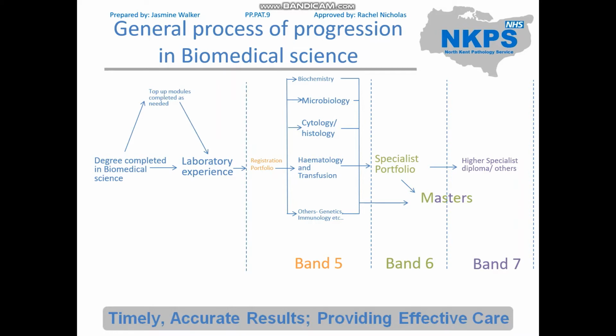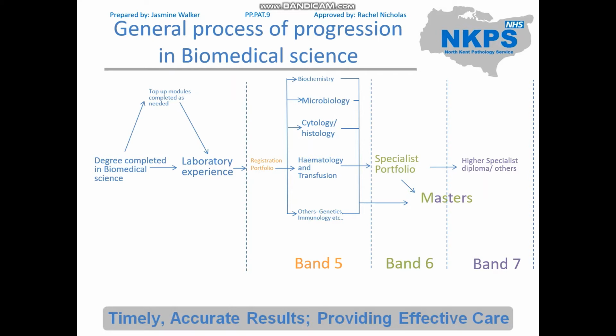Once you've done that and you've managed to get yourself an accredited degree in biomedical science, the next thing you need is laboratory experience. So again, depending on your degree, if you have done a sandwich course, you might have already had that. If you haven't, then a lot of people have to start off as a band 2 or 3 and work their way up to be able to be a BMS.